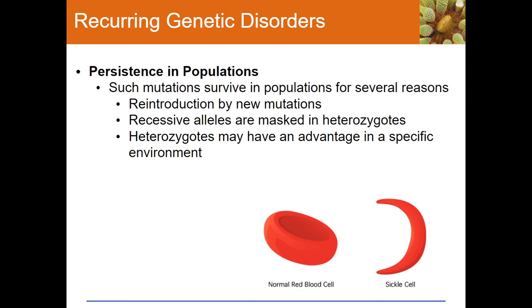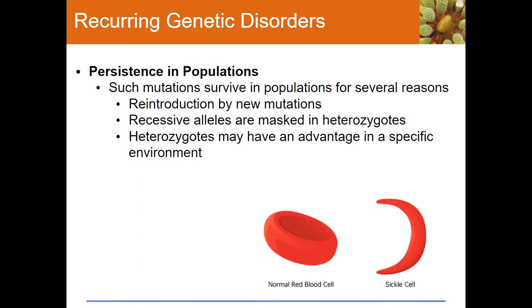Such mutations survive in populations for several reasons. Reintroduction by new mutations. It is quite possible that an individual can have a mutation for, say, sickle cell trait, and then it's gone. But all of a sudden somebody has a new mutation and it brings it back. Mutations are random. They can happen at any time to anyone, and they can create new traits, just as this.